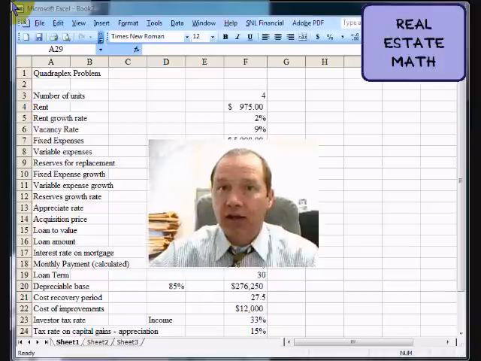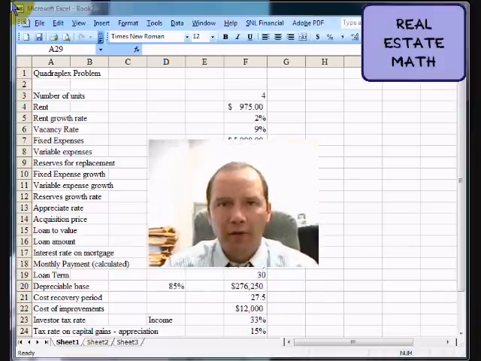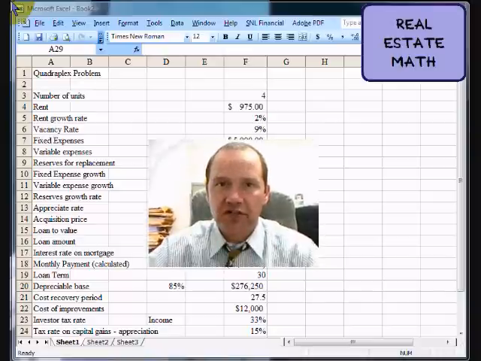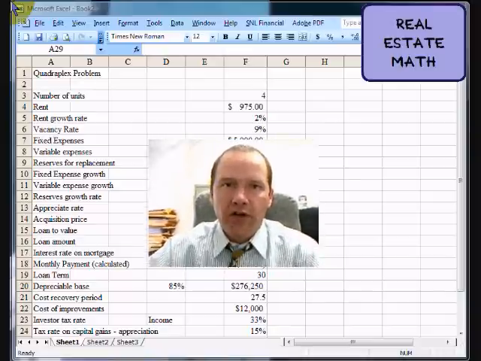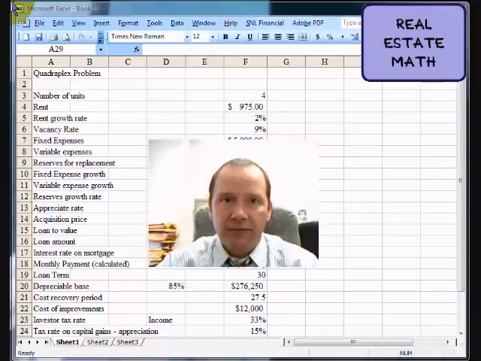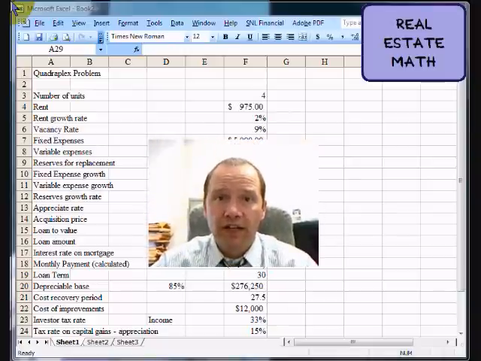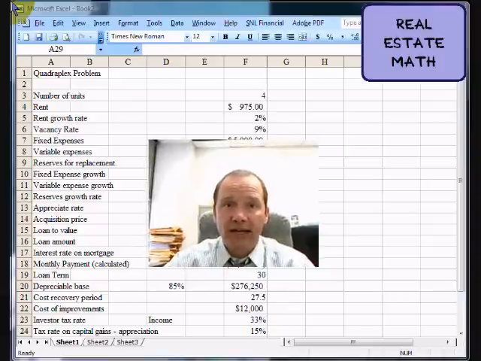Thinking about buying a quadruplex, a small apartment building with four units, should we make the decision to do it or not? We've already gone through setting up our spreadsheet and the basic variables, and now we're going to move on to taking a look at our cash flows and what those mean to us. Okay, let's go ahead and get started.